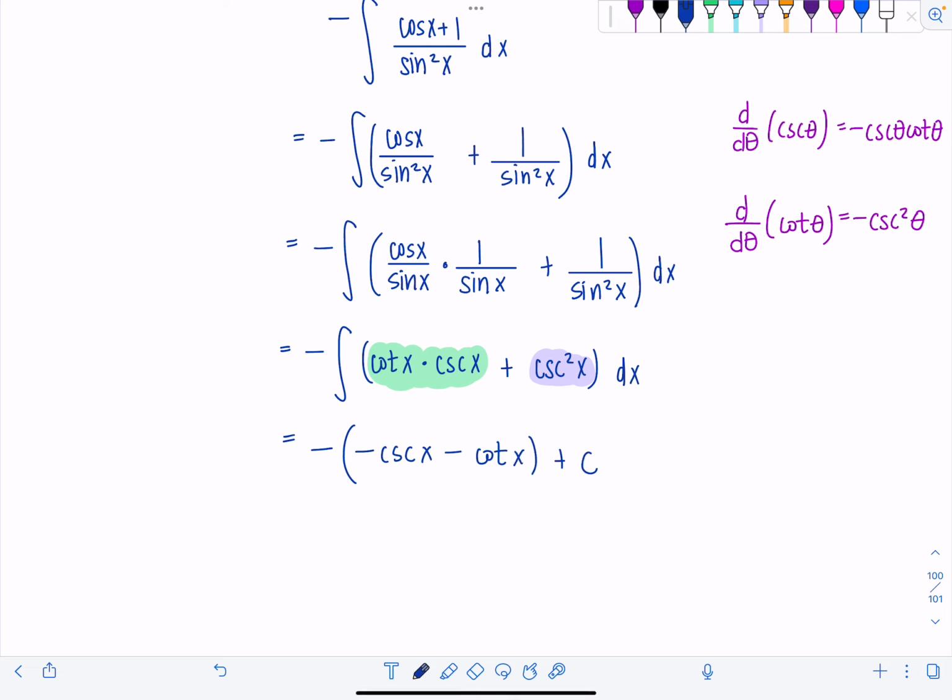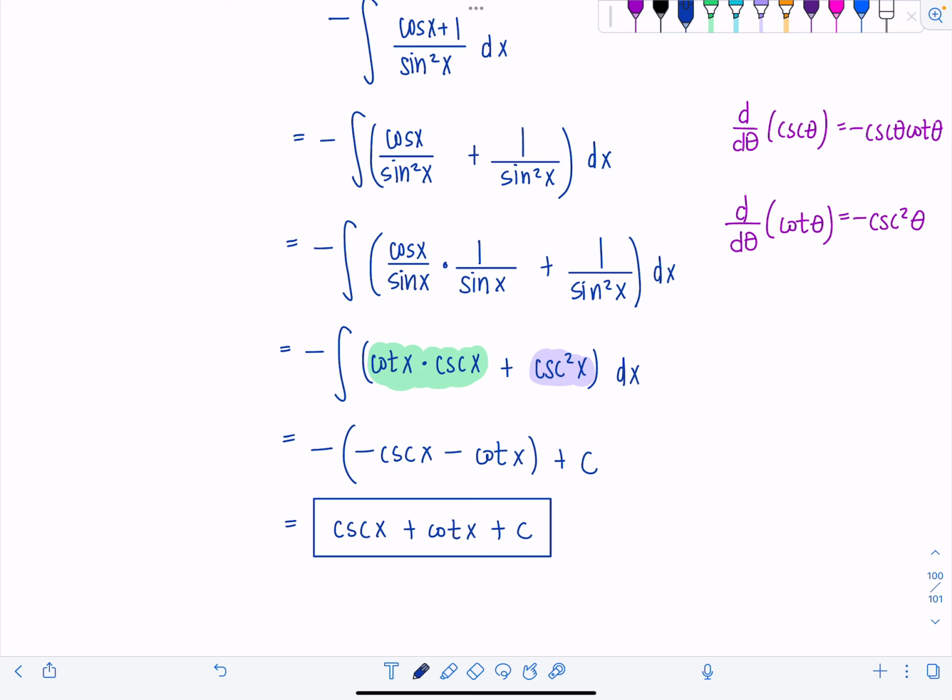And then now just distribute that extra negative that's outside, and then we have cosecant x plus cotangent x plus c. And really, this problem was just manipulating the integrand using trig. I didn't do a u-sub, right? I didn't do any integration by parts. I didn't do anything fancy.